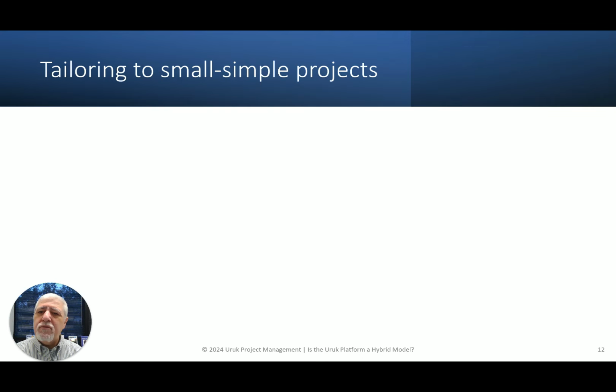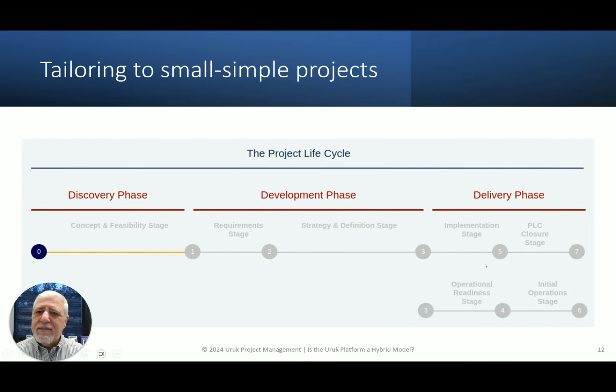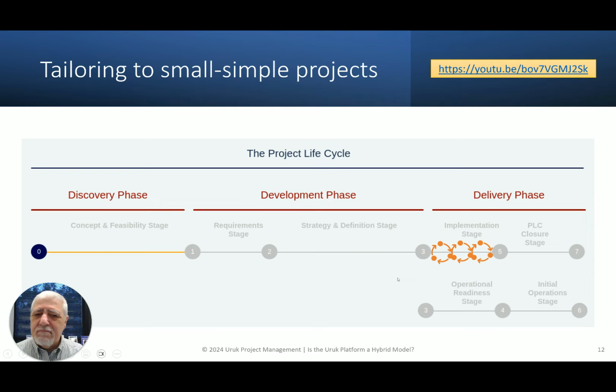Now let's go to another type of project. Small, simple project. Notice here the life cycle changed a little bit, right? Now I have 7 stages and 7 gates. And notice again, implementation is standard, which means Big Bang. And now implementation is agile.